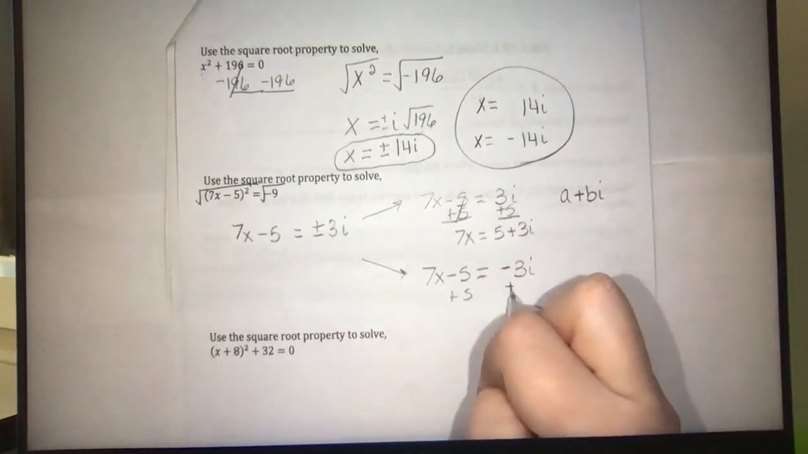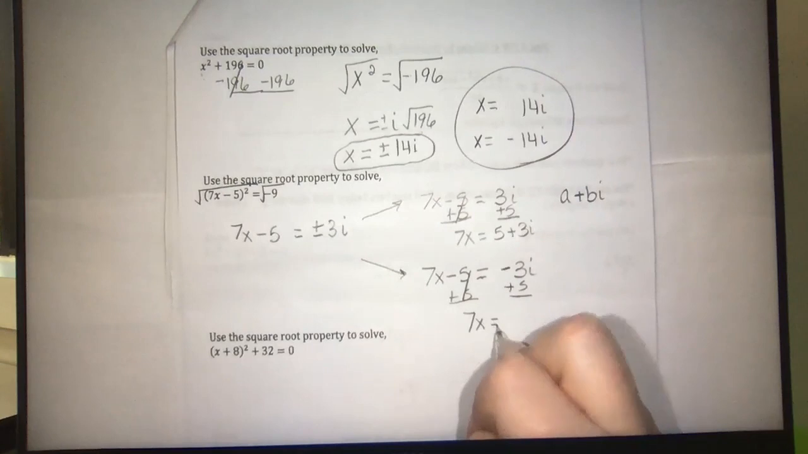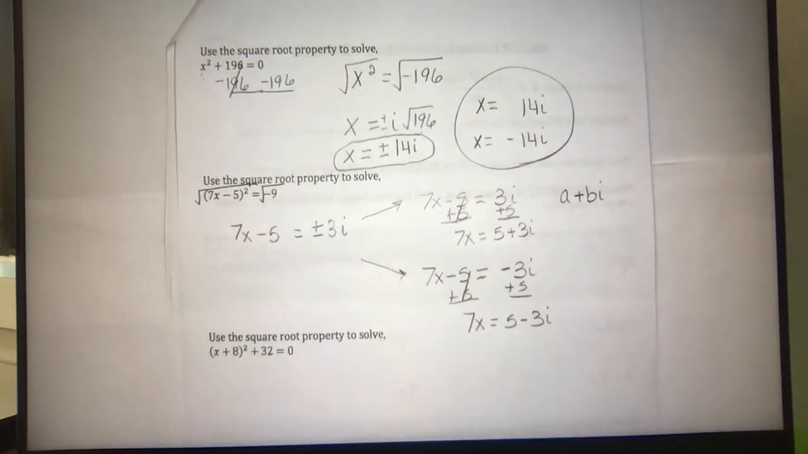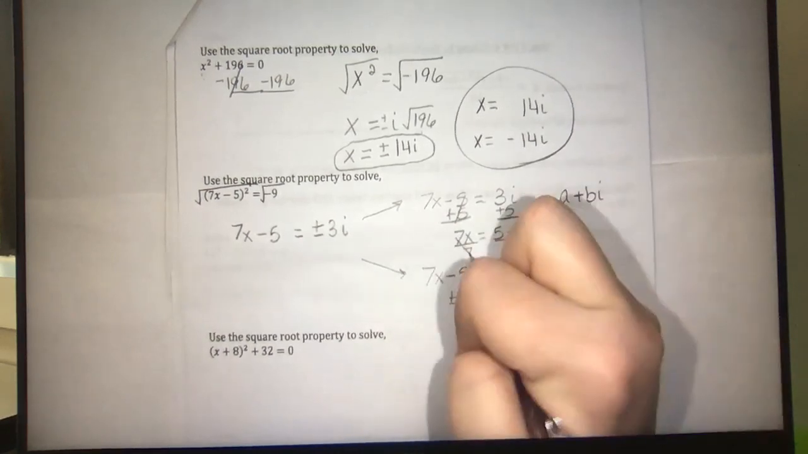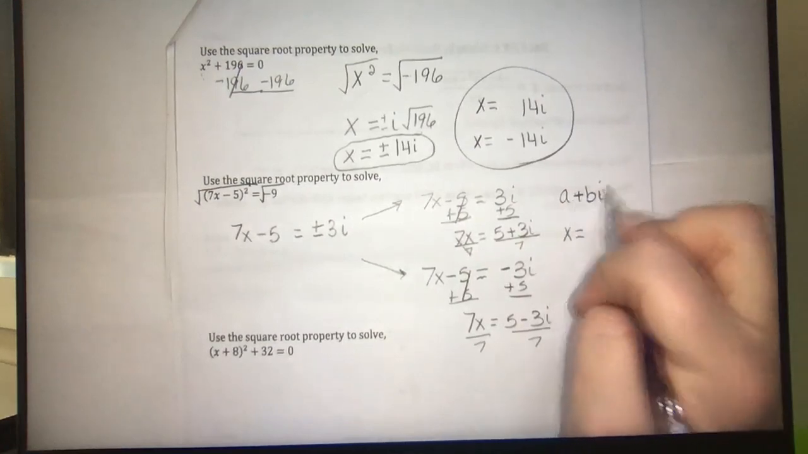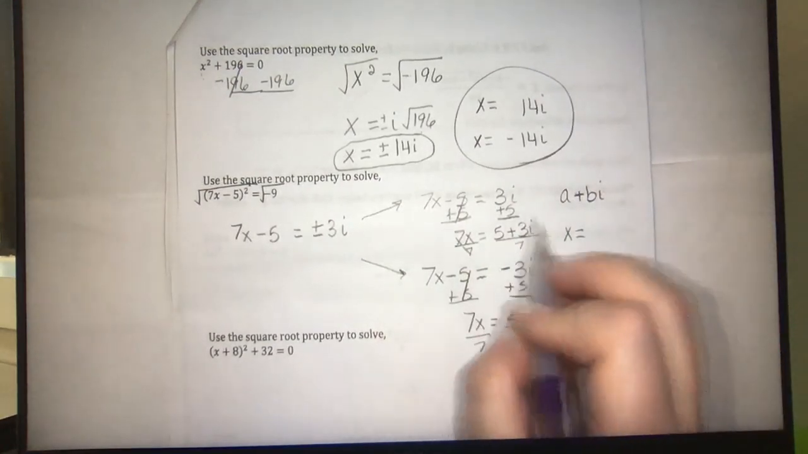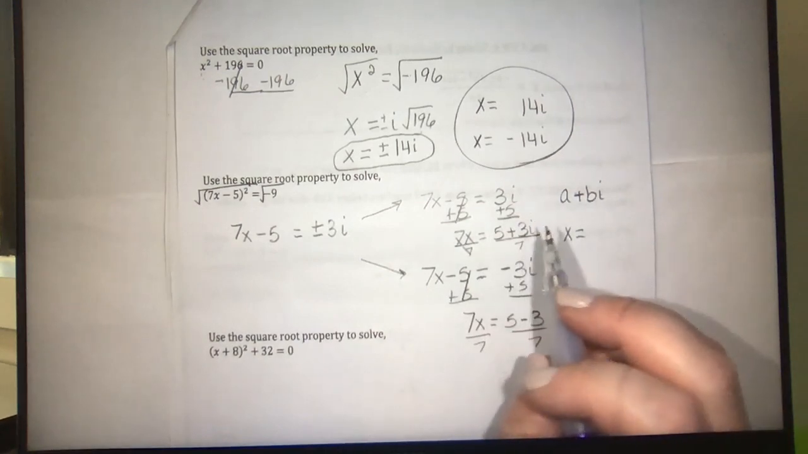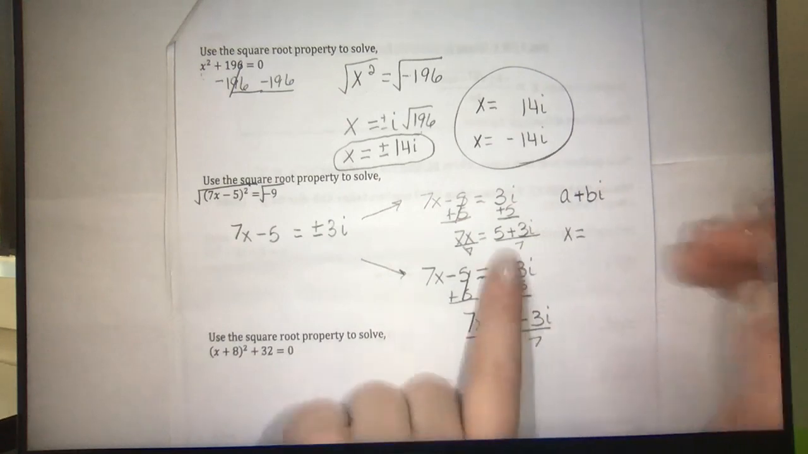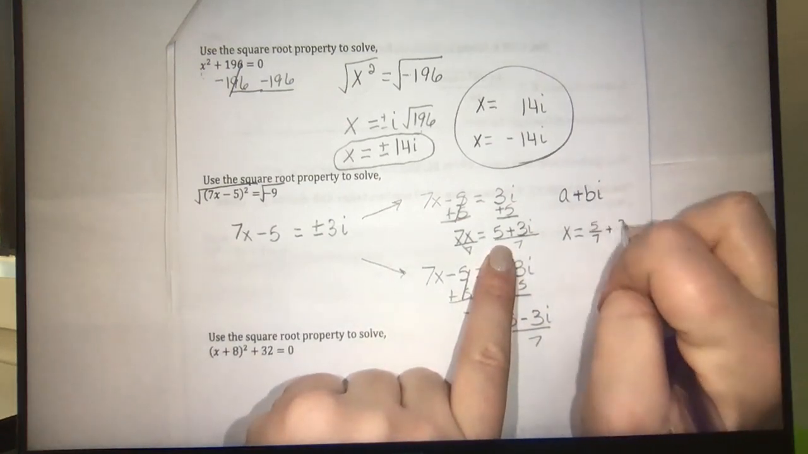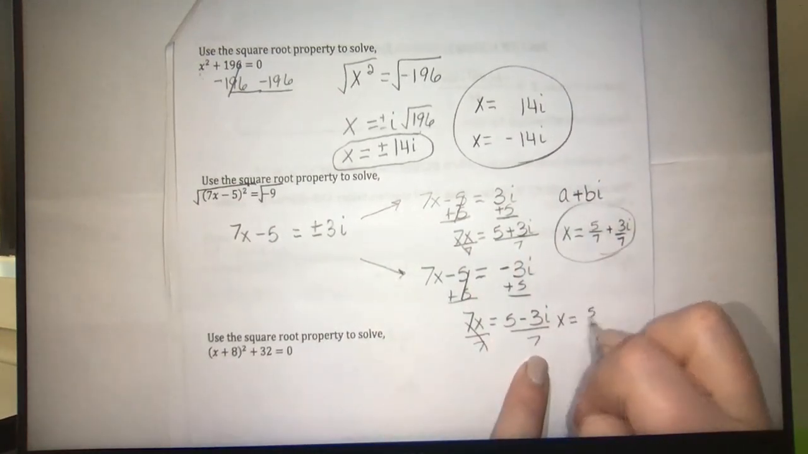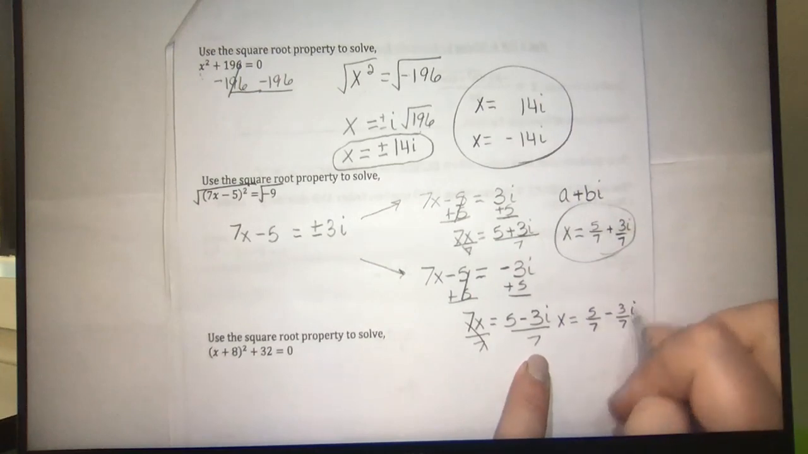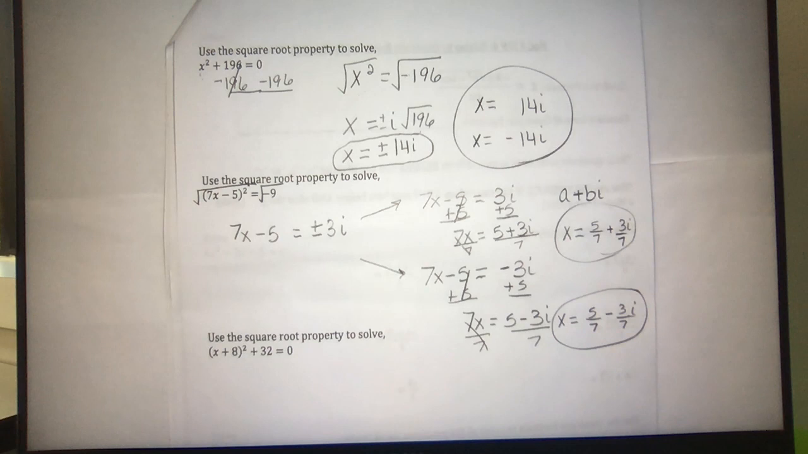All right, I'm going to add 5 over here. I get 7x equals 5 minus 3i. Okay, I'm still not done. I'm going to divide by 7. And I get x equals, now, they like two separate terms here for a complex number. They don't like you to leave it as a chunk because there's an i. I think my math lab will accept it, but you really need to split it up because there's an i. Now, if you forget on your test, I'm not going to mark you wrong. But just know that when an i is involved, you really, really should have two parts.